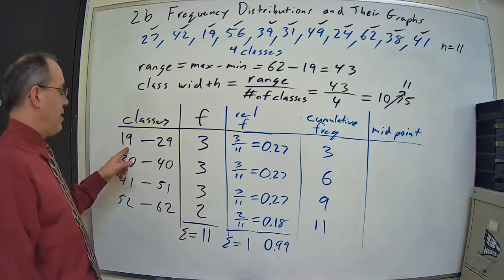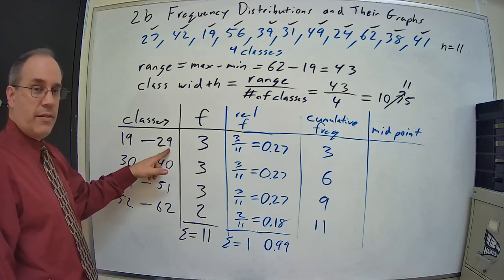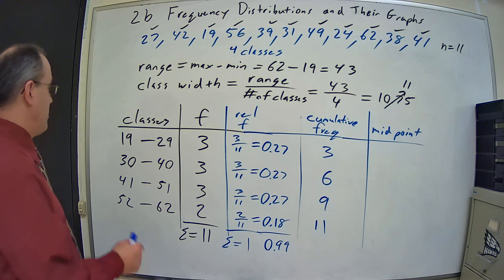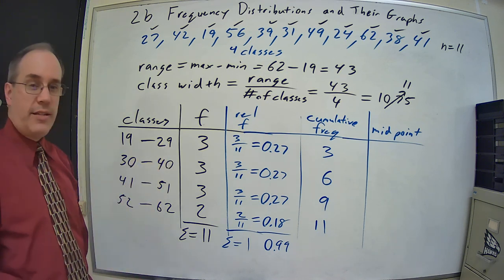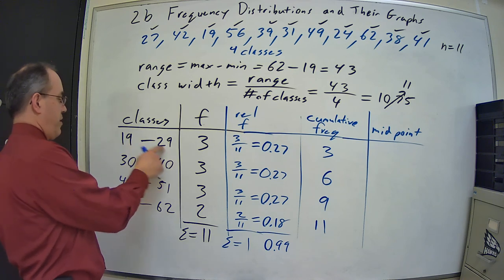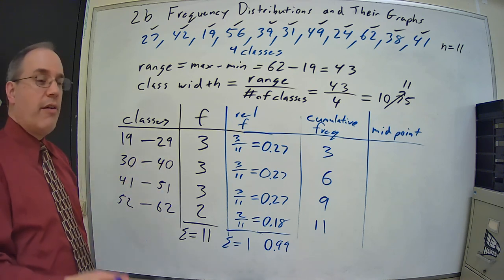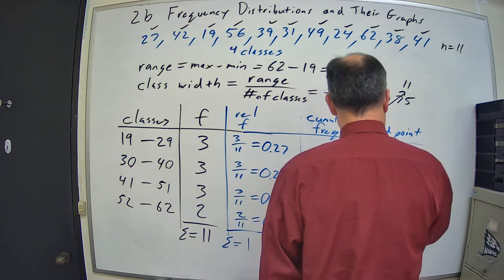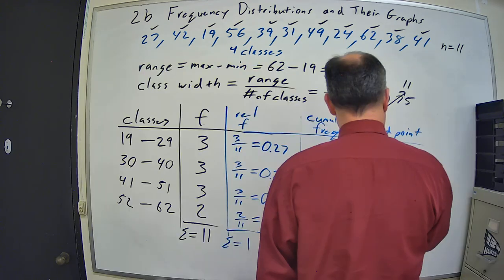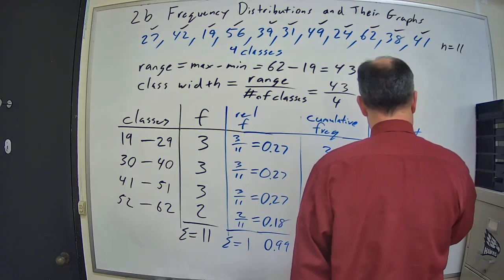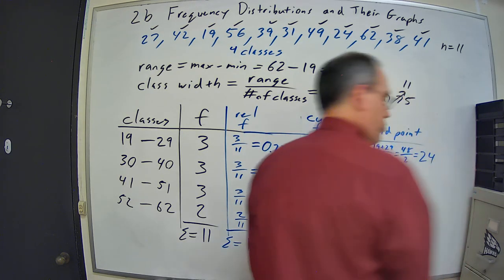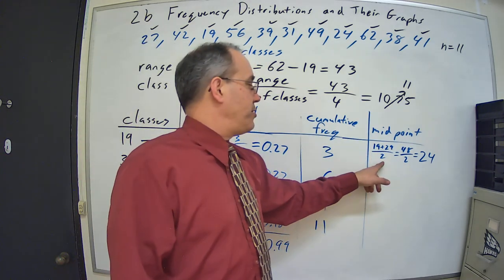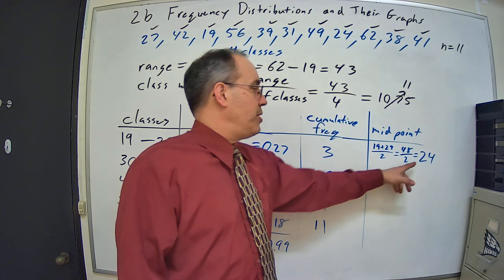So we go 19 plus 29, which gives us 48. And then we divide by the number of things that we're adding. So we divide by 2. 48 divided by 2 is 24. So I'm going to write this down. We've got 19 plus 29 divided by 2 is equal to 48 divided by 2 is equal to 24.